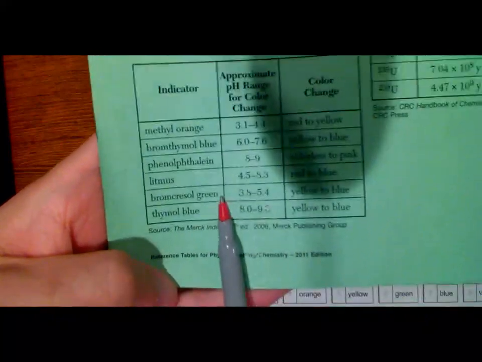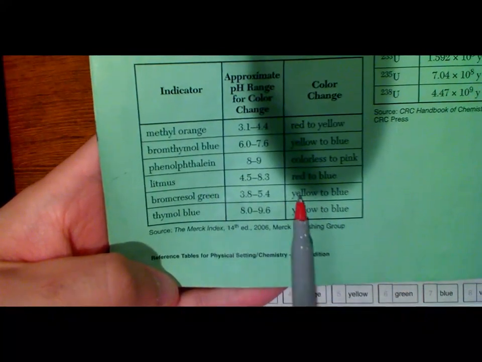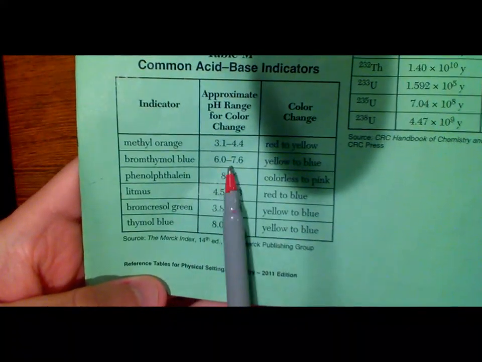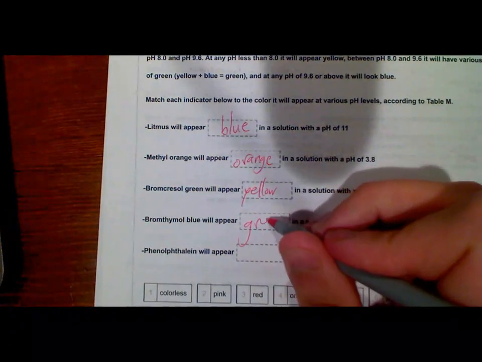Brom crystal green will appear how in a solution with pH 1.7? Brom crystal green, and we want 1.7. Here's Brom crystal green. pH 1.7 is below 3.8, so it's going to still look yellow. Bromthiamyl blue at 6.8. Bromthiamyl blue right here, 6.8, again, is going to be in this range, so it's going to be going from yellow to blue, so it's going to be some kind of green, some shade of green, I should say.